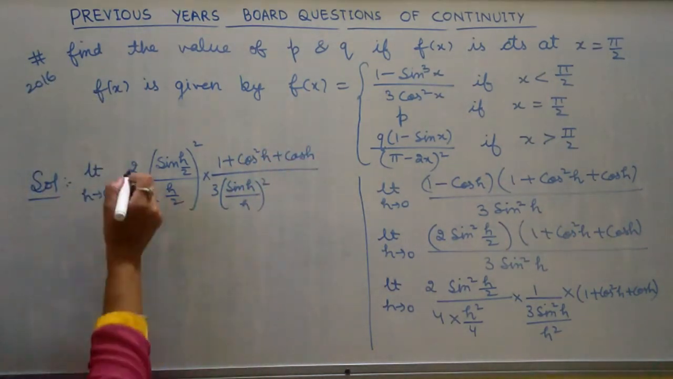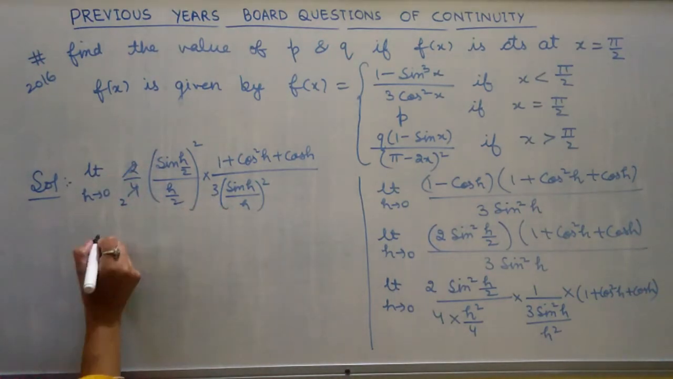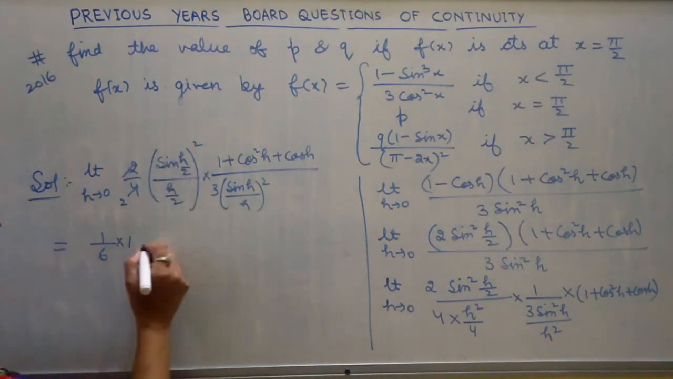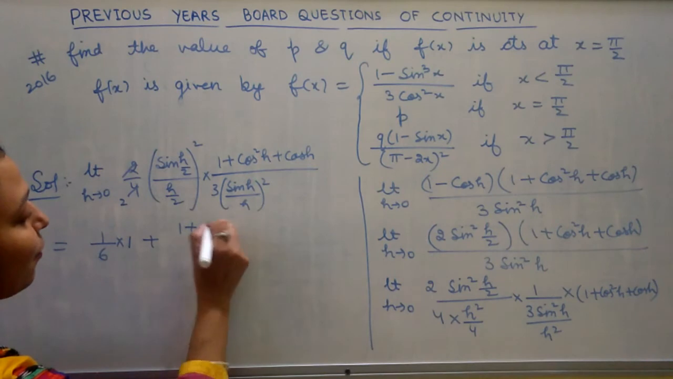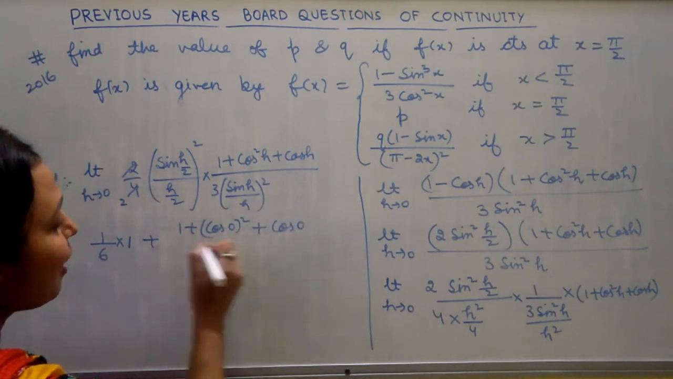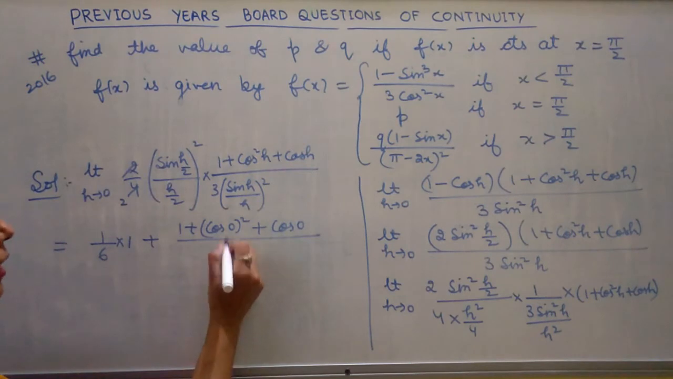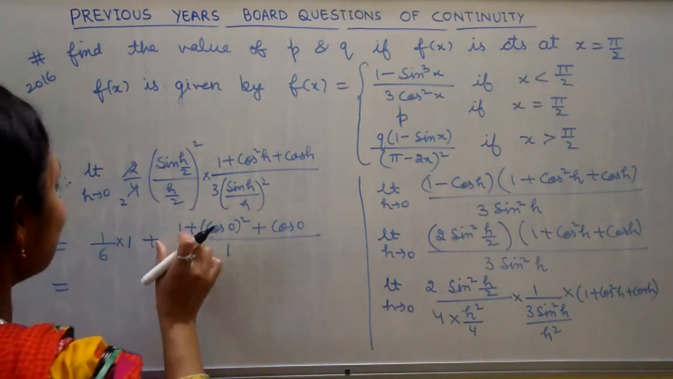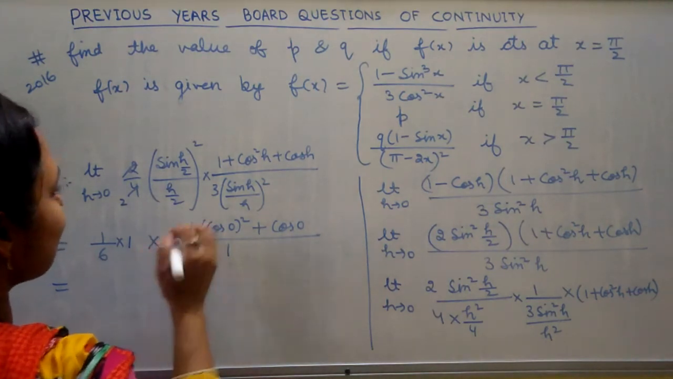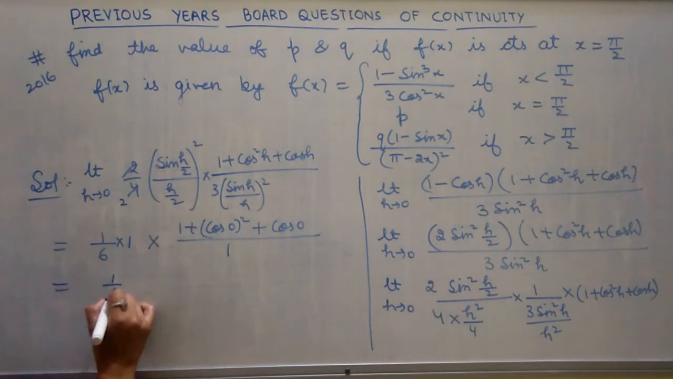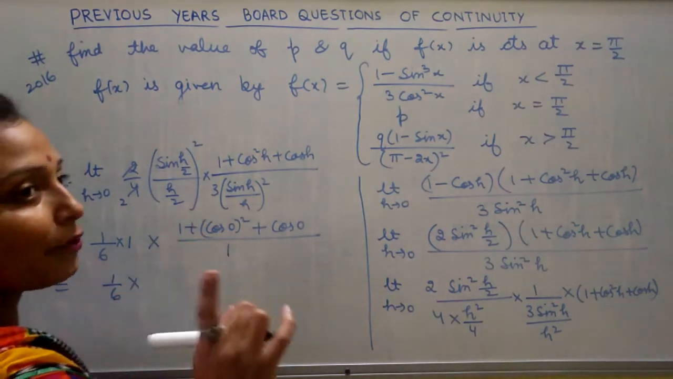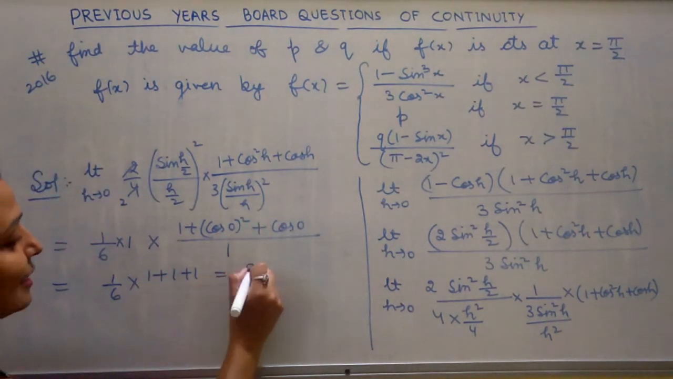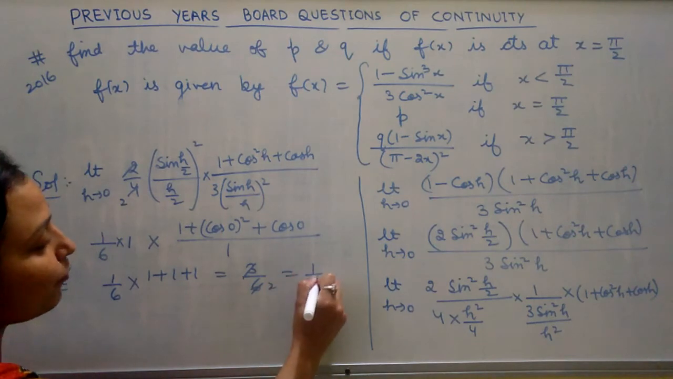Now I will apply the limit. 2 2s are 4, that is 3 2s are 6, 1 by 6. I will apply the limits. sine h upon h comes 1, and it is 1 plus cos 0 whole square plus cos 0. 3 2s are 6, already 3 is multiplied with this. This is in the product sign, not in the addition. 1 by 6 into cos 0 has value 1. 1 plus 1 plus 1, that is 3 by 6. After cancellation we get 1 by 2.